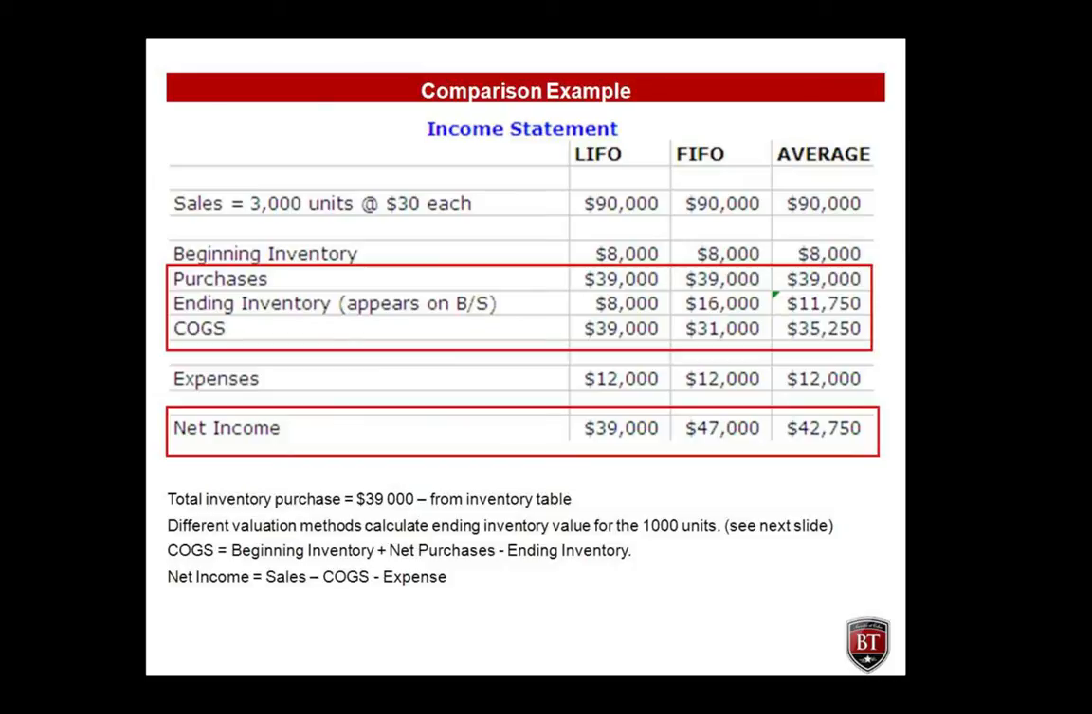We get the following income statement. First, we can calculate the value of the total inventory purchase, $39,000. Then, using the different valuation methods, we calculate the ending inventory value for the 1,000 units. This will be presented on the next slide. Then we can calculate cost of goods sold if we add the beginning inventory plus net purchases minus ending inventory. Now we have all data to calculate net income.